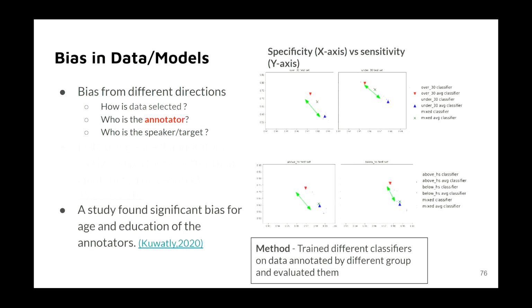Another study found a significant bias for age and education of the annotator. As you can see in these graphs, there is a significant gap between the red dot and the blue dot. This graph is presented using x-axis as specificity and y-axis as sensitivity.